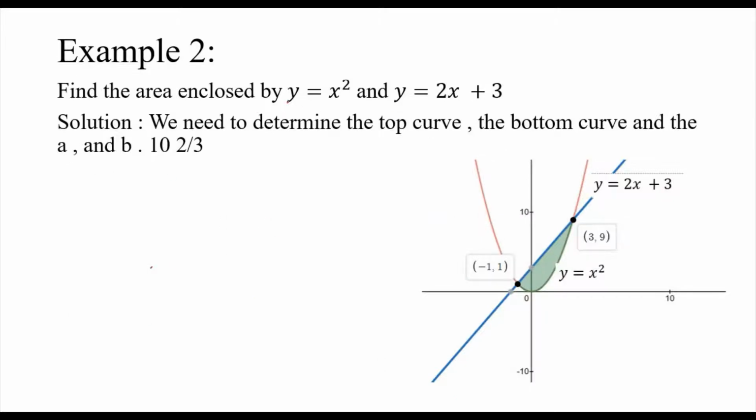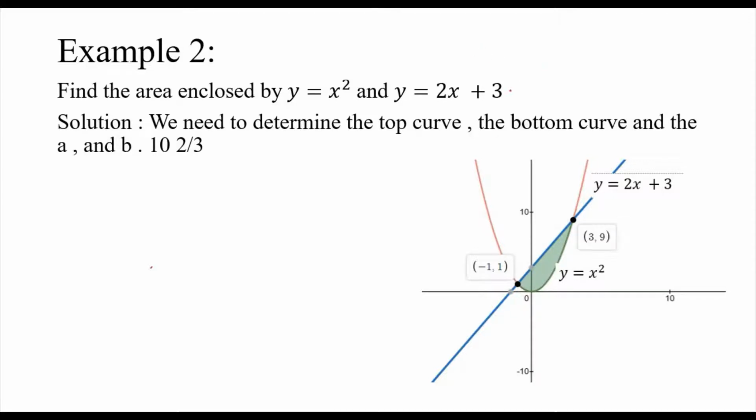We want to find the area enclosed by y equals x squared and y equals 2x plus 3. Again, you can find the top curve and the bottom curve using Desmos. As you can see here, I found the top curve to be the function y equals 2x plus 3, and the bottom curve was y equals x squared. But there is another issue. I will need boundaries, so I will need an interval to figure out the area on that interval.